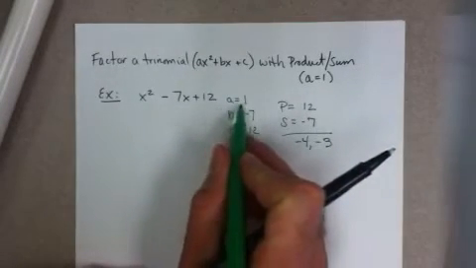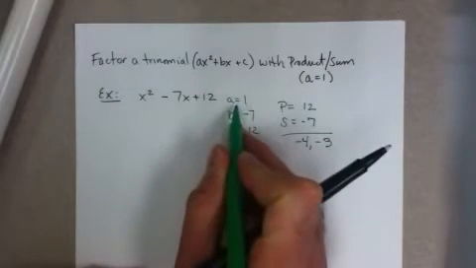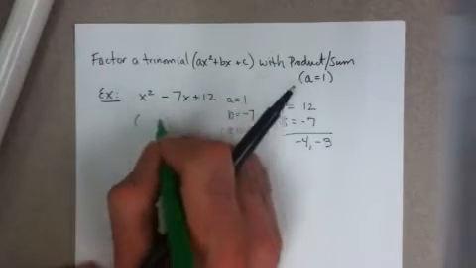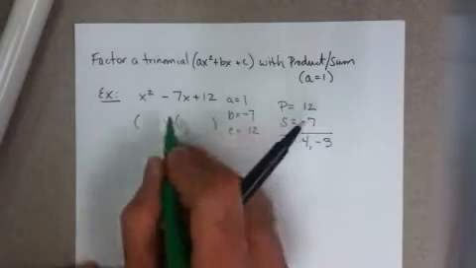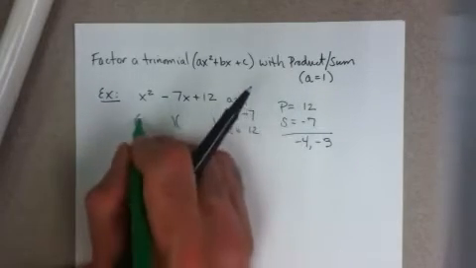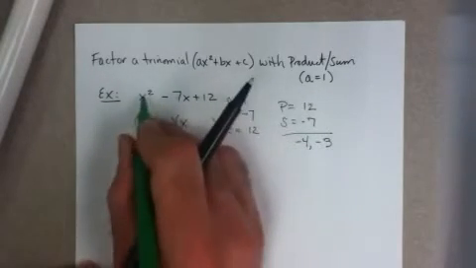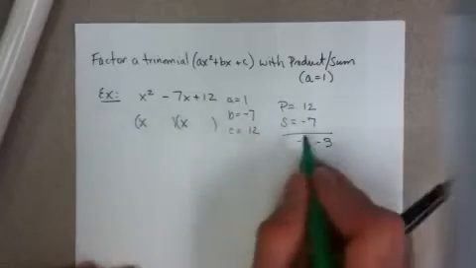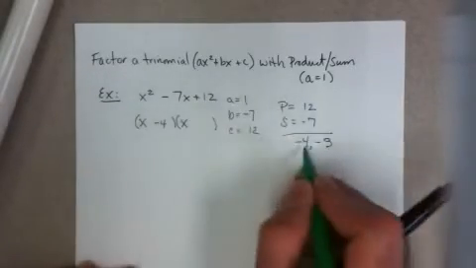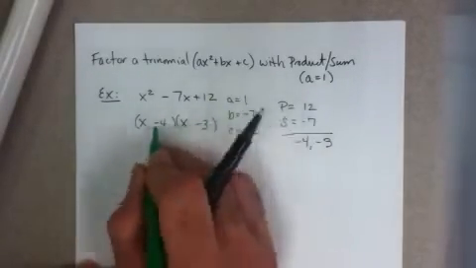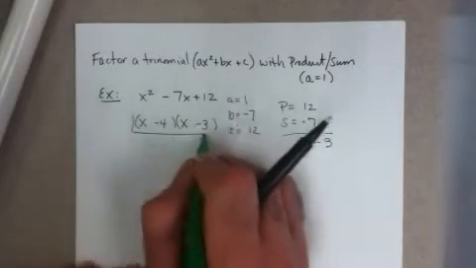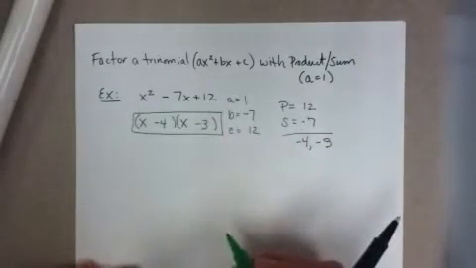Now, in the case when a is 1, which is obviously where we are right now, the final step is simply this. Put down parentheses to create two binomials, your main variable x in the front of each, and then your two product sum numbers, -4 and -3, in any order, in with the x's, and that's in factored form.